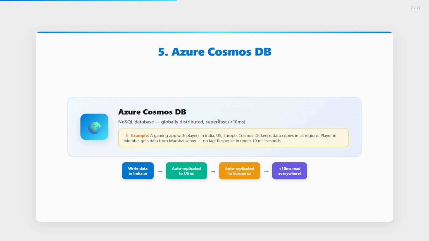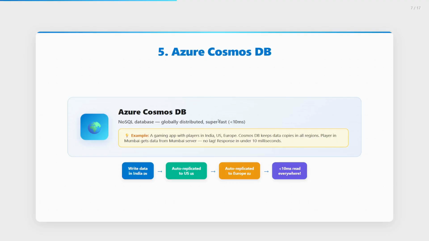Suppose you're working on a gaming app with players in India, US, and Europe, all playing together. With a normal database, if it exists in the US, Indian players will face some latency, like a 200 millisecond delay. But with Cosmos DB, you replicate data to all regions. So an Indian player can read from the India server, and the response will be within 1, 2, 3 milliseconds. You can say it's zero lag.